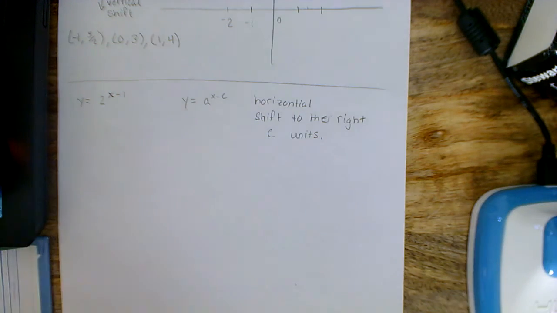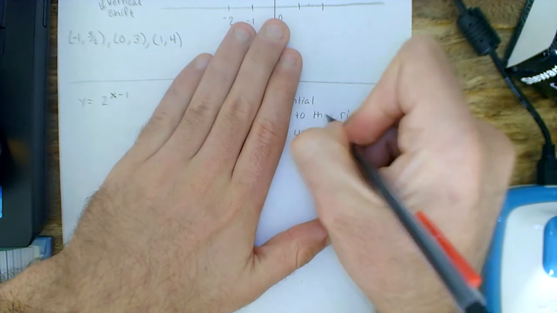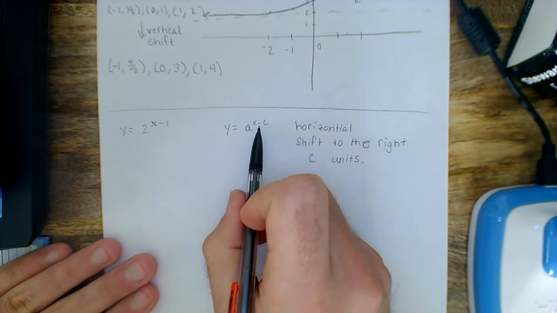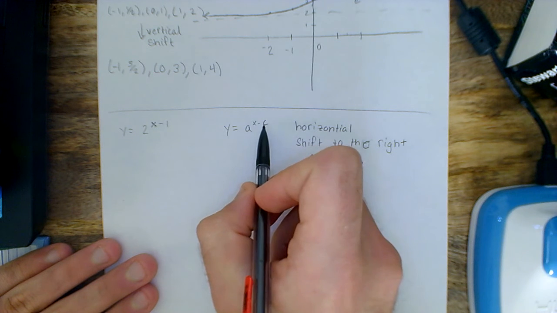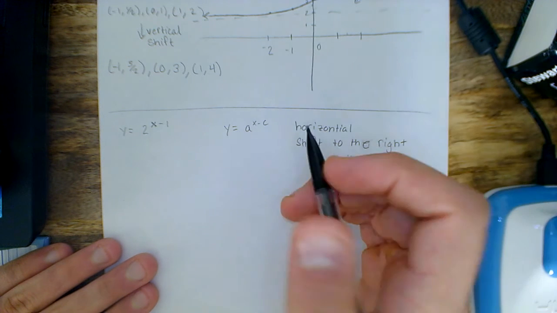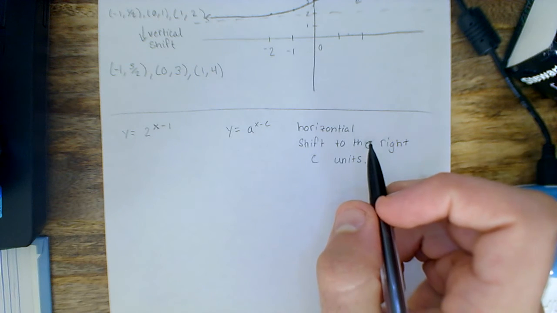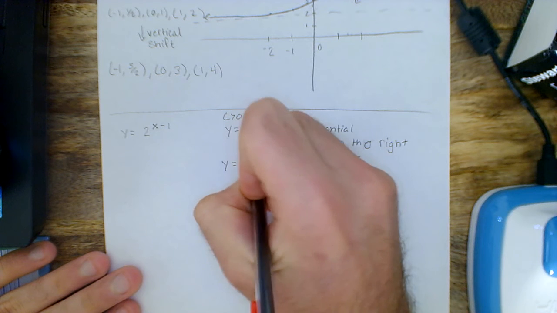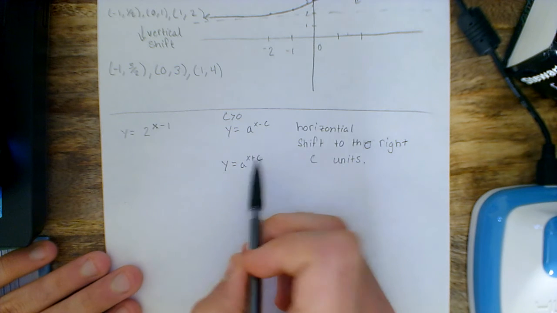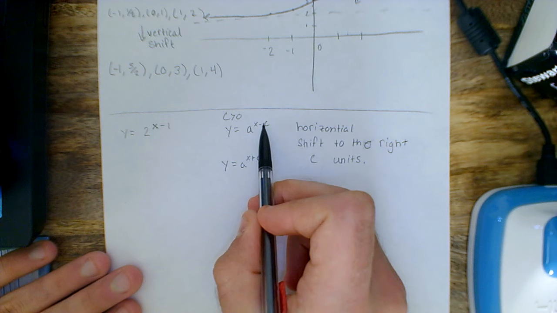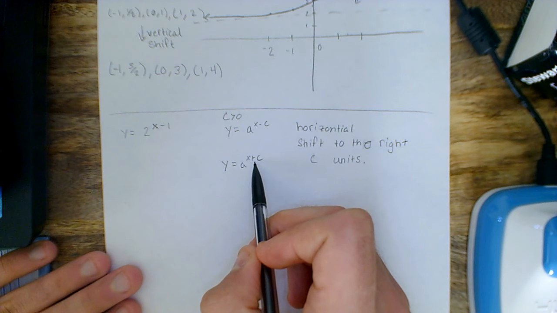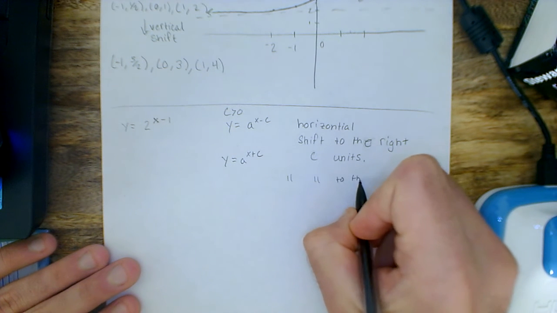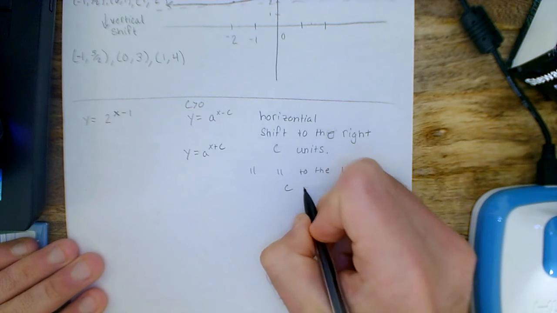Okay, so when you have a vertical shift, it's pretty straightforward, right? If you add on 2, you move up 2. So adding and going up move together. But in this case, it's x minus c. So if I subtract c, I move to the right c spaces. And if c is a positive number and you have y equals a to the x plus c, that means you move c to the left, because here you're subtracting, and here you're adding. Horizontal shift to the left c units.